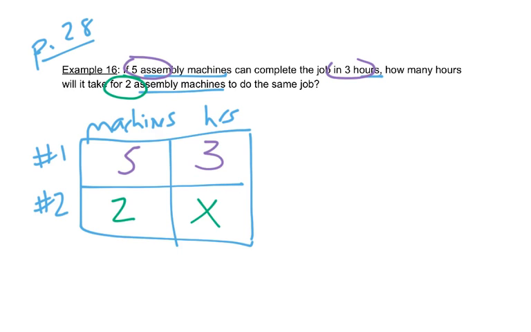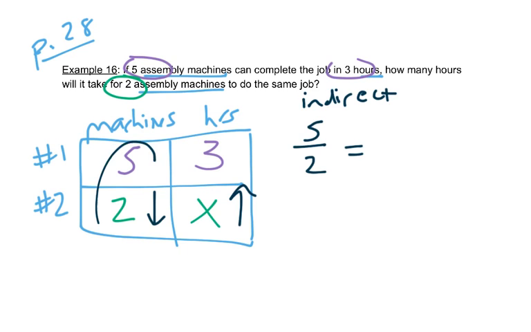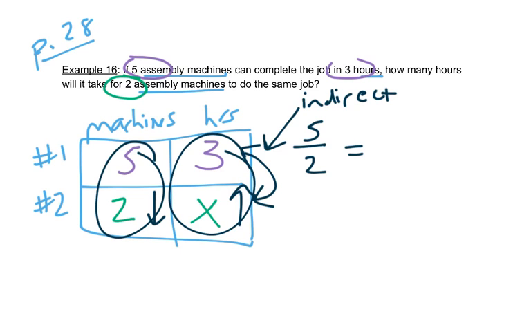Let's think about this for a second. If the number of machines are going down, so we have fewer working machines, should it take more time or less time to get the job done? Well, it should take more time because we don't have as many things working. So notice that these arrows are going different directions, which means it's an indirect or inverse proportion. So we'll take the 5/2 directly, but this part, because it's an inverse, we have to switch.